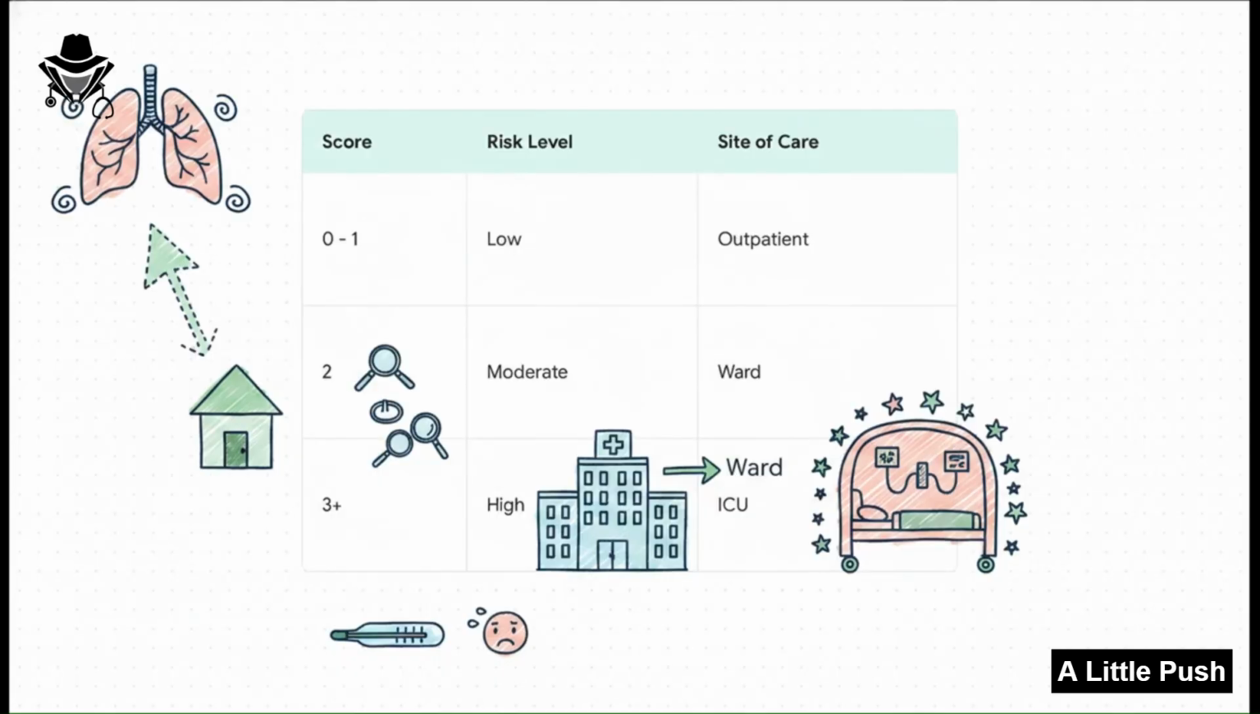All right, let's map those points directly to your admission decision. This is where the rubber meets the road. If the total score comes out to a 0 or a 1, the patient is at a low risk of death. Usually you can safely treat them at home as an outpatient.